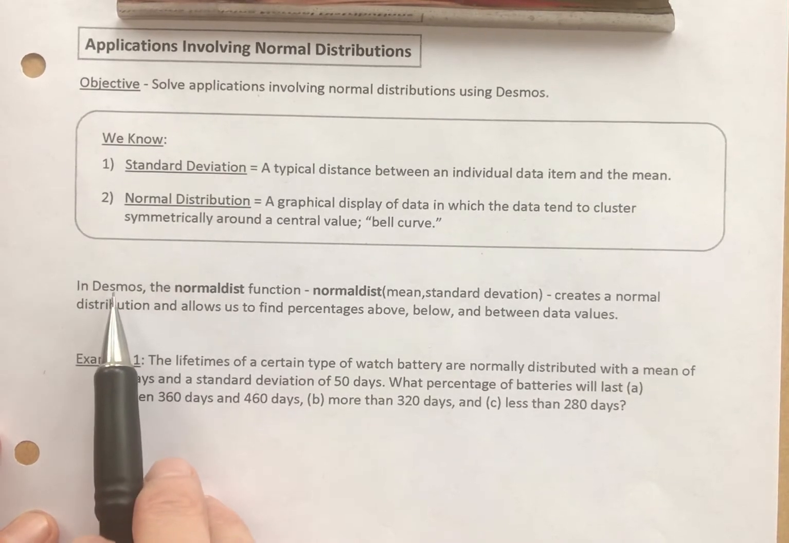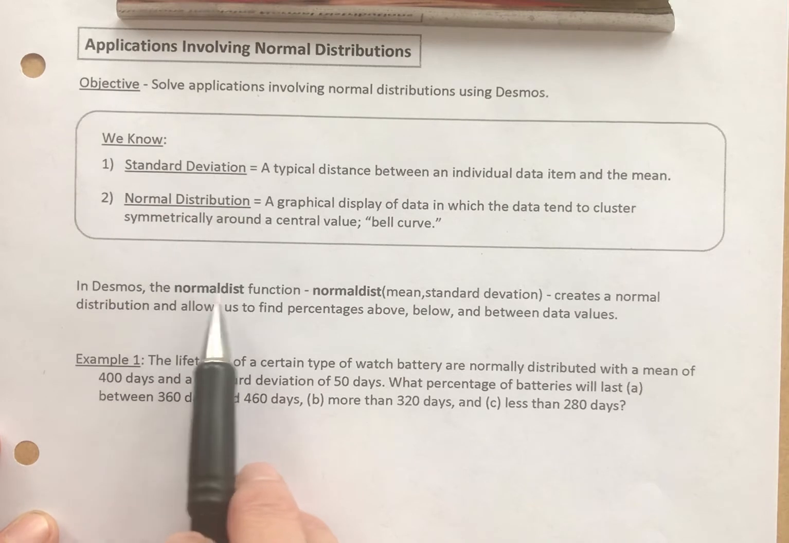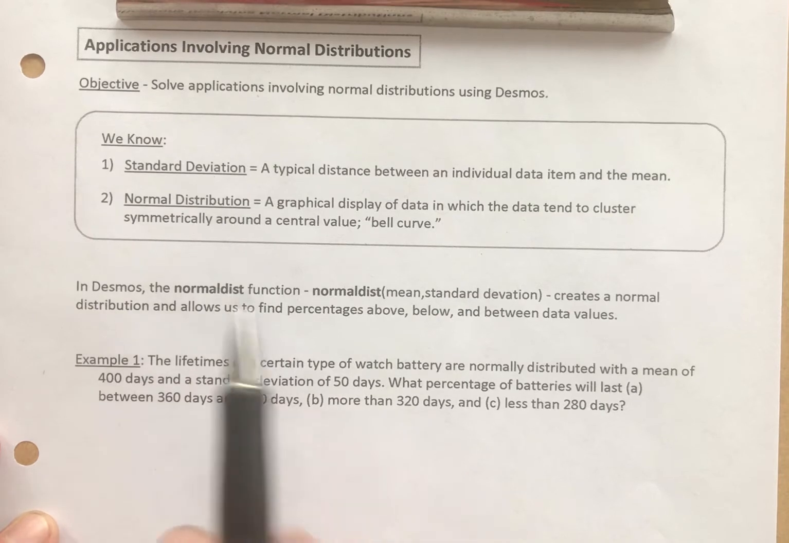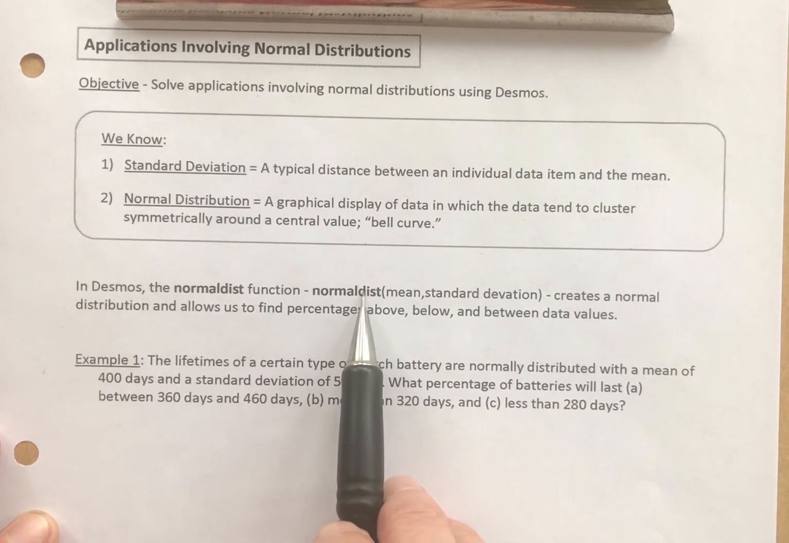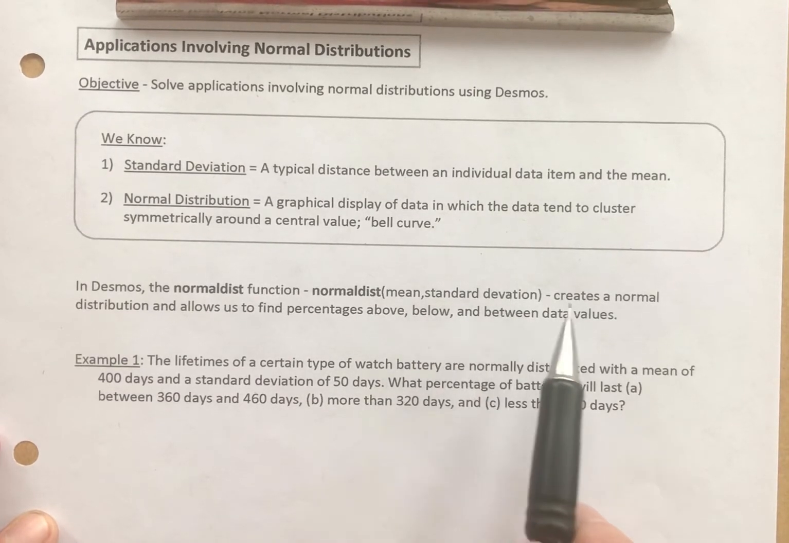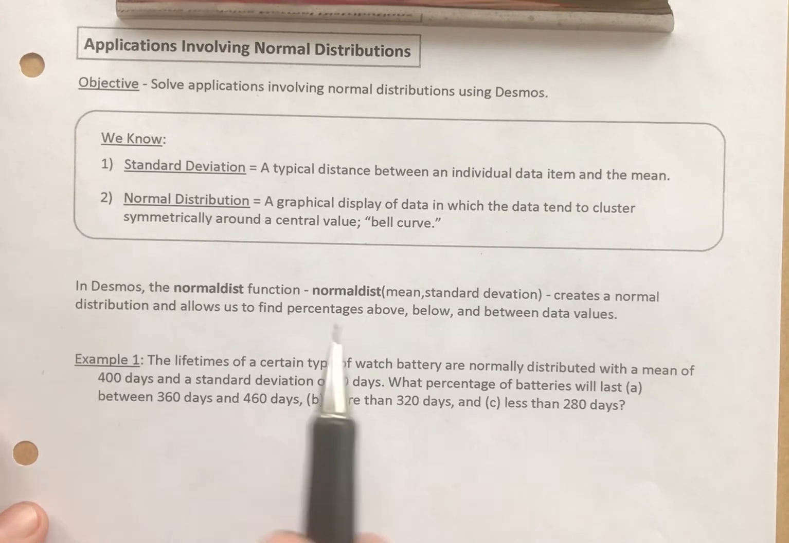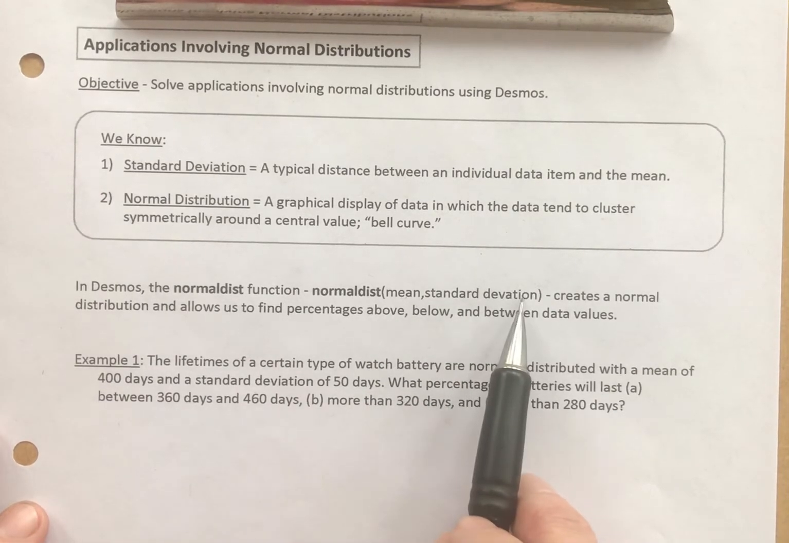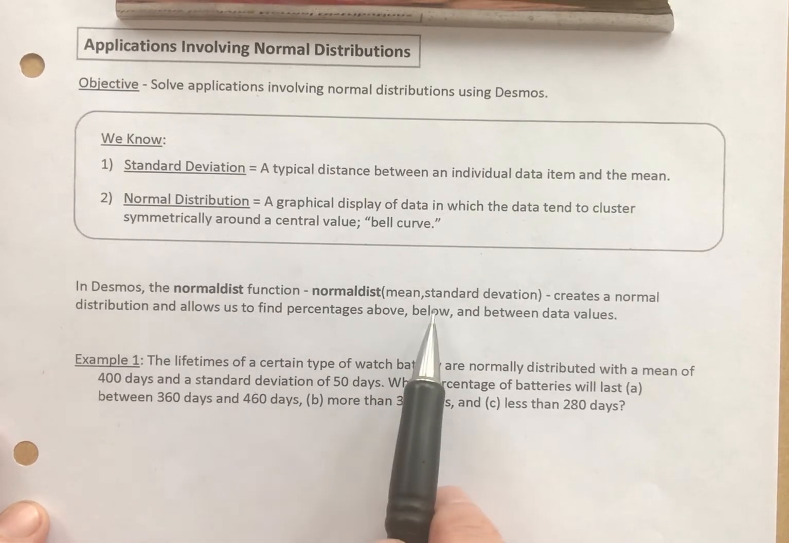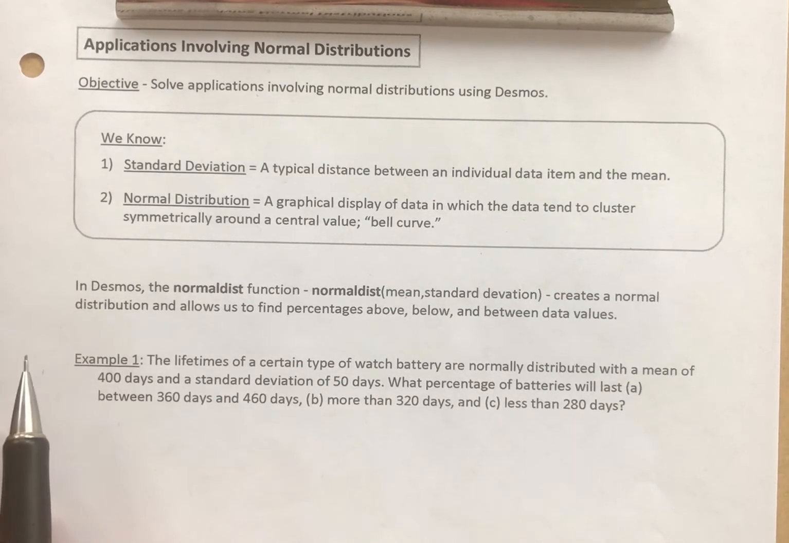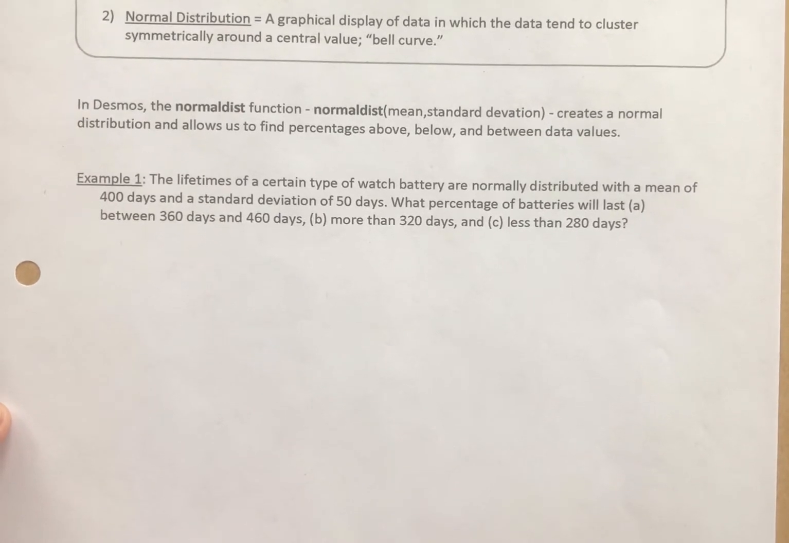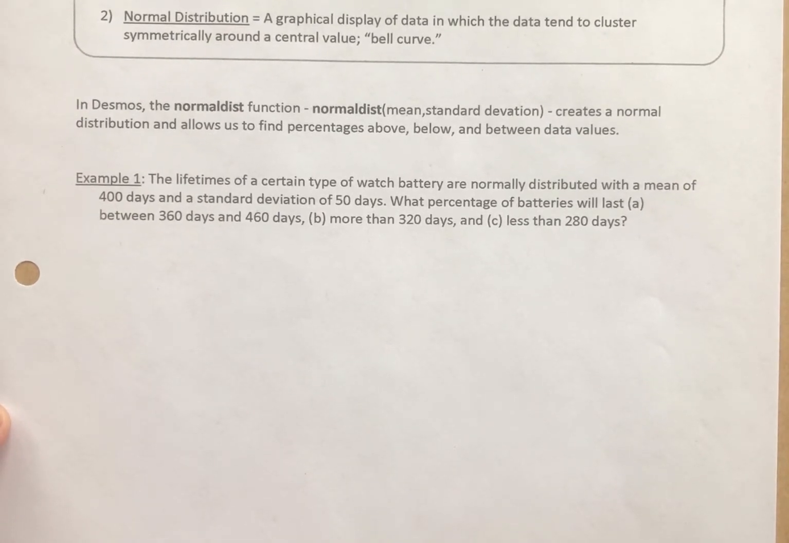Okay, so in Desmos, they had this delightful function called the normal dist function, which, as you might imagine, stands for normal distribution. And in the normal distribution function, you put in the mean and you put in the standard deviation, and it will create a normal distribution based on that mean and that standard deviation. And you can use it to find percentages above, below, and between data values. It's actually quite nice and very simple once you get into it and do it once or twice.